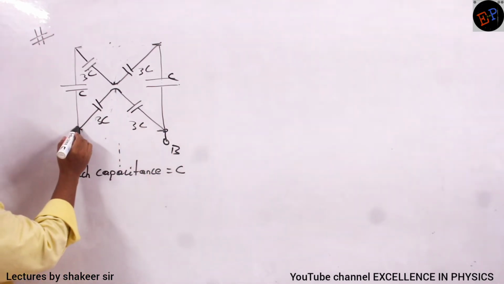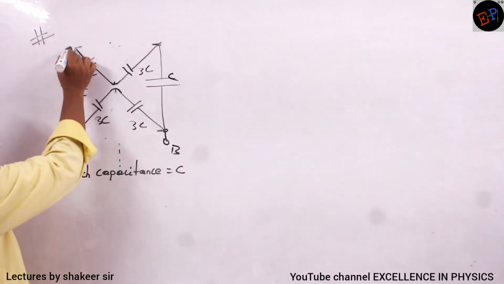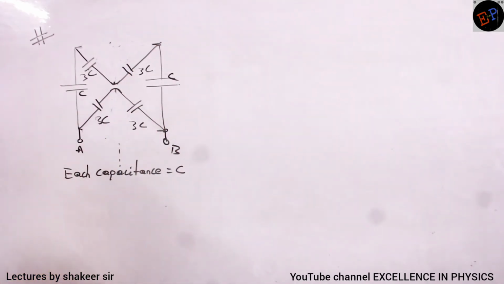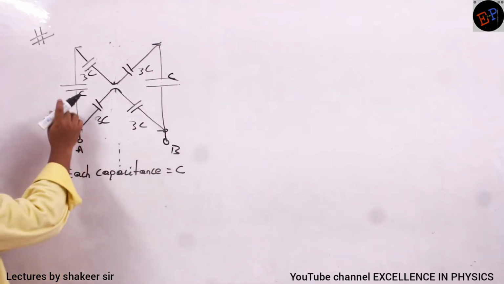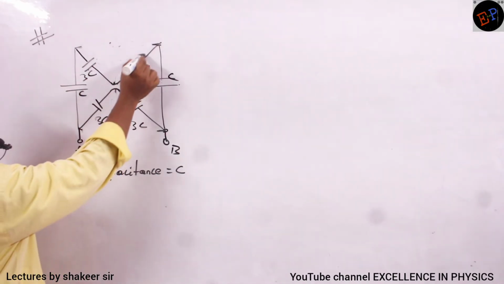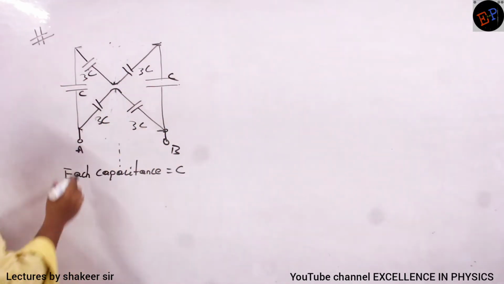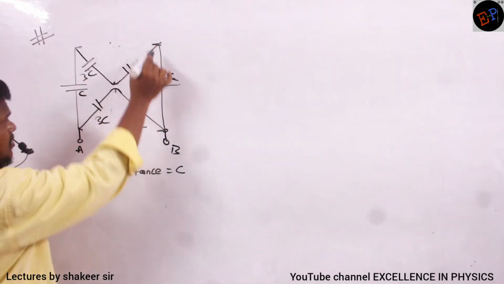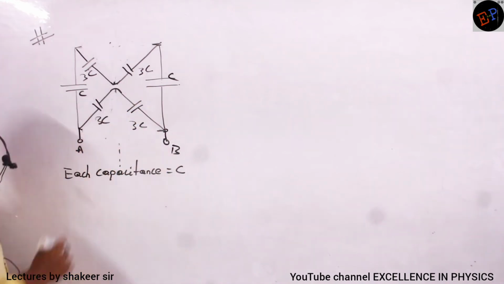Now see here. In traveling along this branch, C, 3C, 3C, C, they are in series, no? Which capacitors are in series? C, 3C, 3C, C, they are in series. And this 3C and this 3C are in series. Now this total branch and this branch are in parallel. That's all. Is it clear, ma?